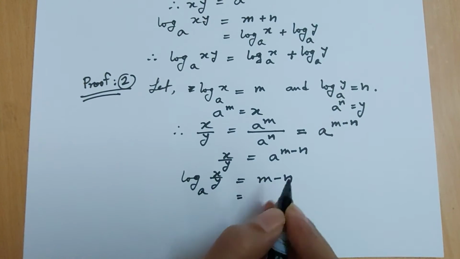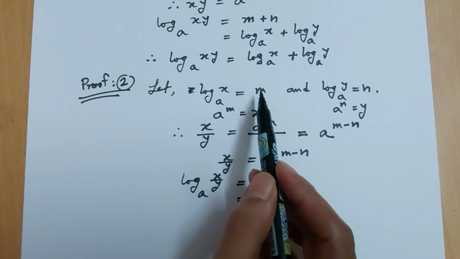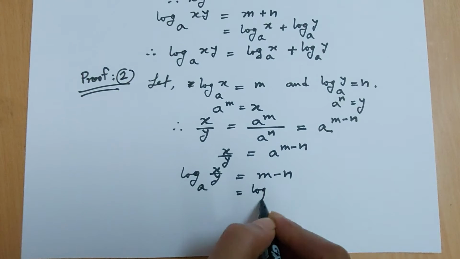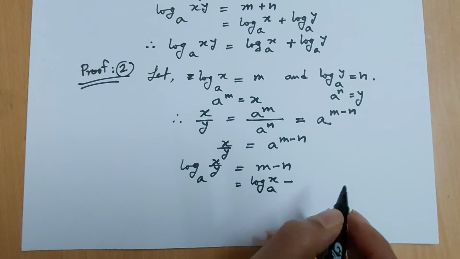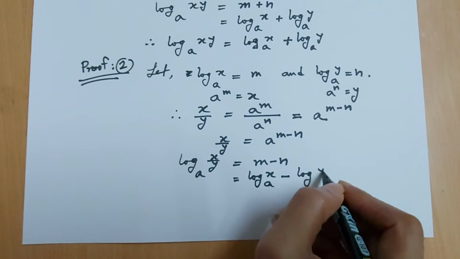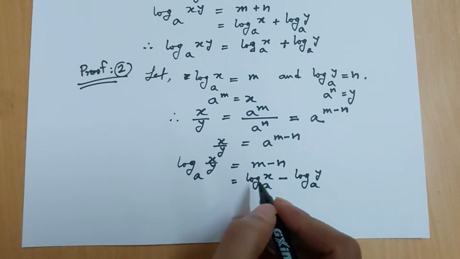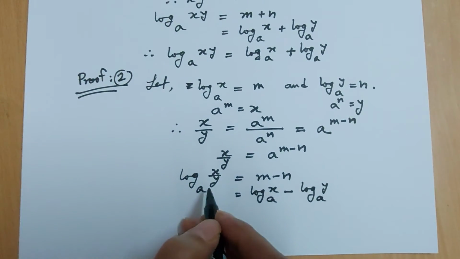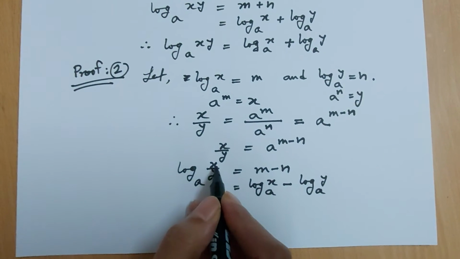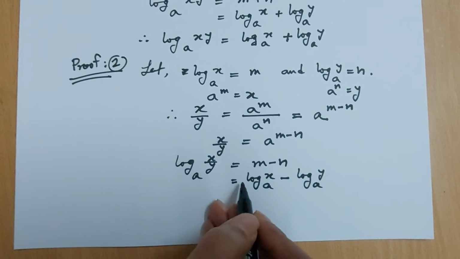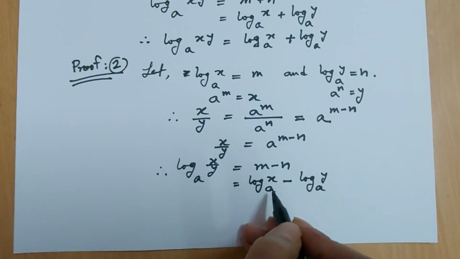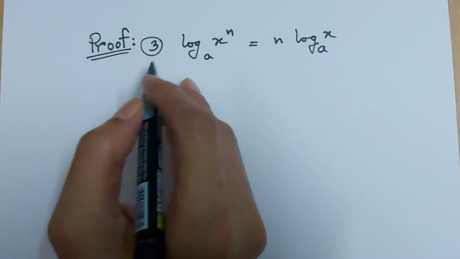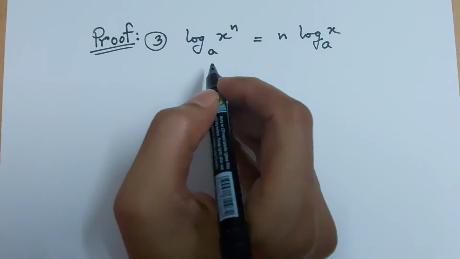So we know we took m equal to log x to the base a, and n equal to log y to the base a, so it is log x to the base a minus log y to the base a. So we found log x over y to the base a equal to log x to the base a minus log y to the base a, and proved. Now I am proving the third one, that is the power rule.